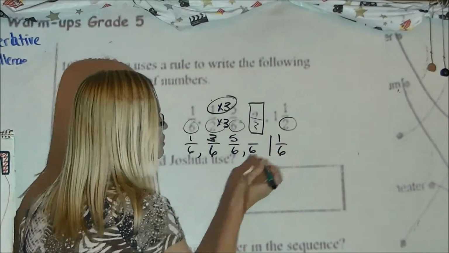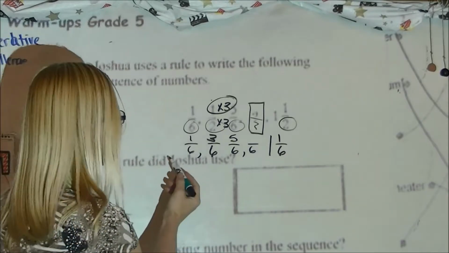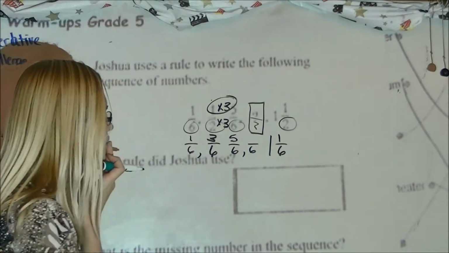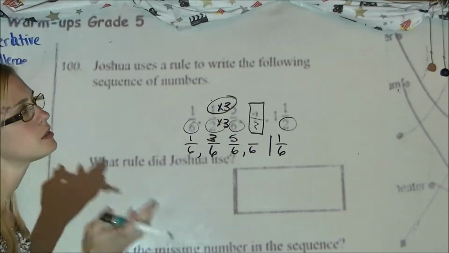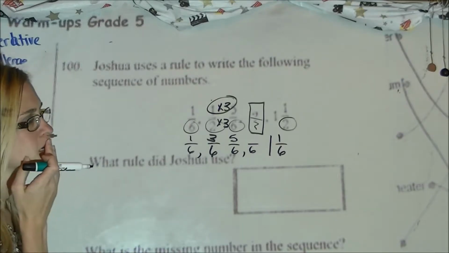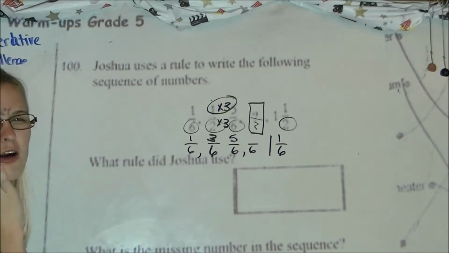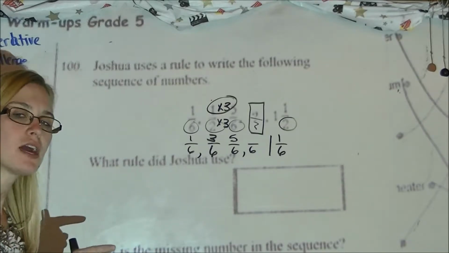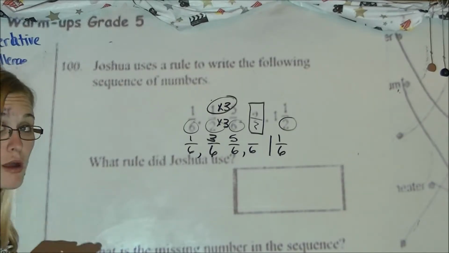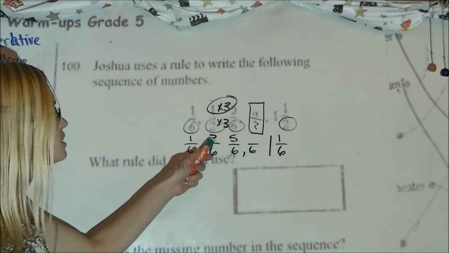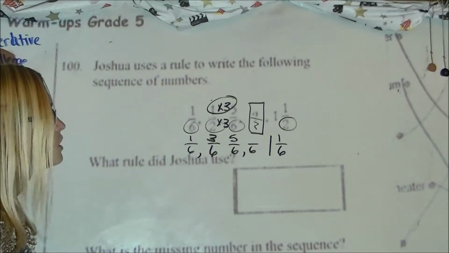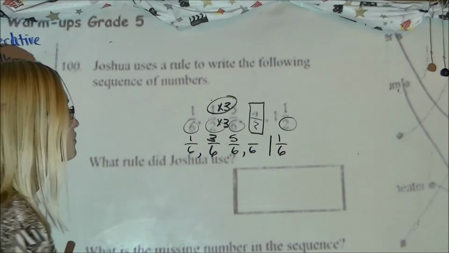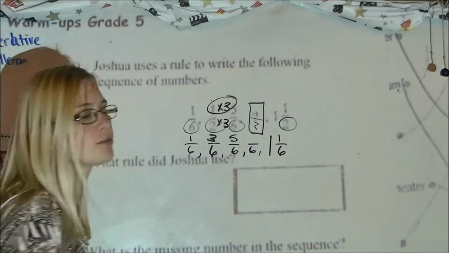So I don't really completely see a pattern. I see 1, 3, 5, and then I go back to 1, so that doesn't really make sense to me. What could I do to that 1 and 1/6 to help it make sense to me? Oh, you know what I could do? I could take that number and turn it into an improper fraction so that I can see if there's some kind of a trend with my numerators. So how do I take that mixed number and turn it into an improper fraction?